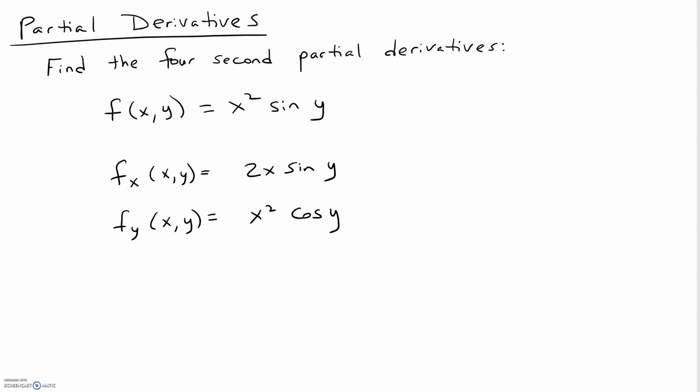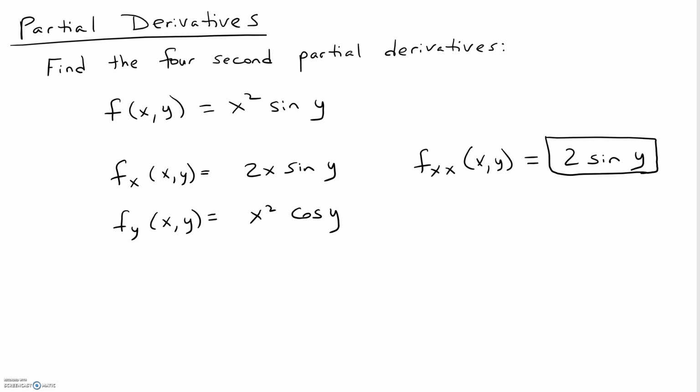All right, now to our task at hand, looking for the second partial derivatives, all 4 of those. So to find the second partial derivative, you take the derivative twice. So if we start with x again and take the derivative a second time with respect to x, we see that the derivative of 2x is 2, and our second partial derivative is 2 times sine of y.